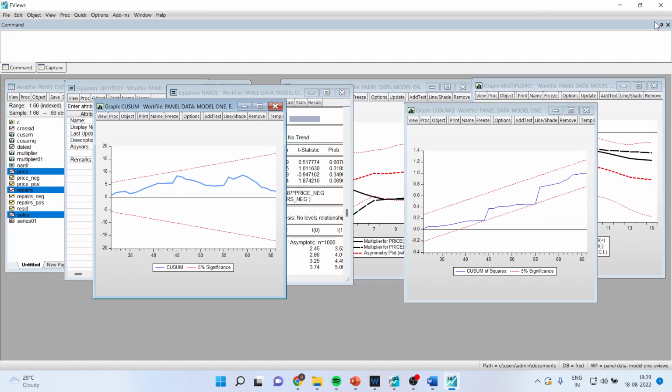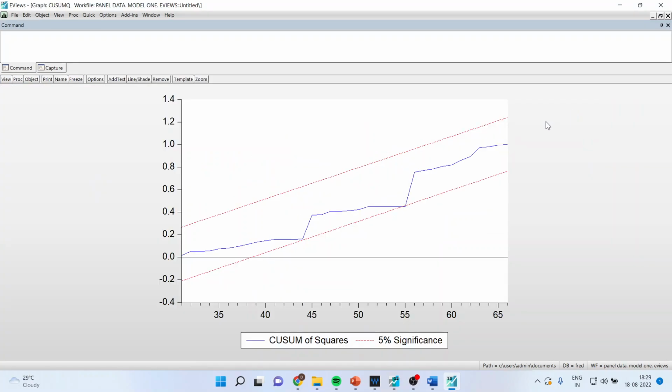Now you minimize this and activate the CUSUM of squares. So at 0.45, you can see that the blue line touches the red line. In any case, if it had crossed, we will say it has crossed the critical region and there is a structural break. If this had crossed this red dotted line, then there is a strong possibility that there is a structural break in the series. It means that the volatility is not constant in the model and therefore the null is rejected. So we are rejecting the null here if this line crosses the red dotted line.